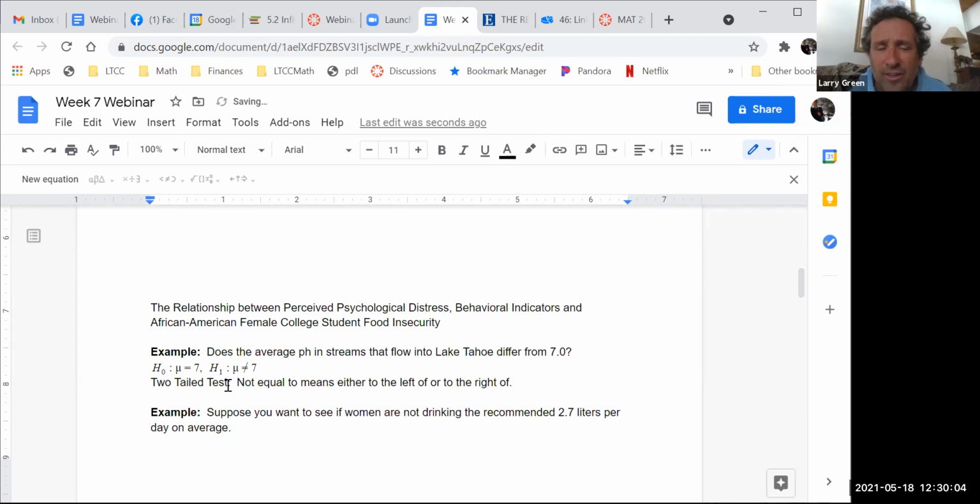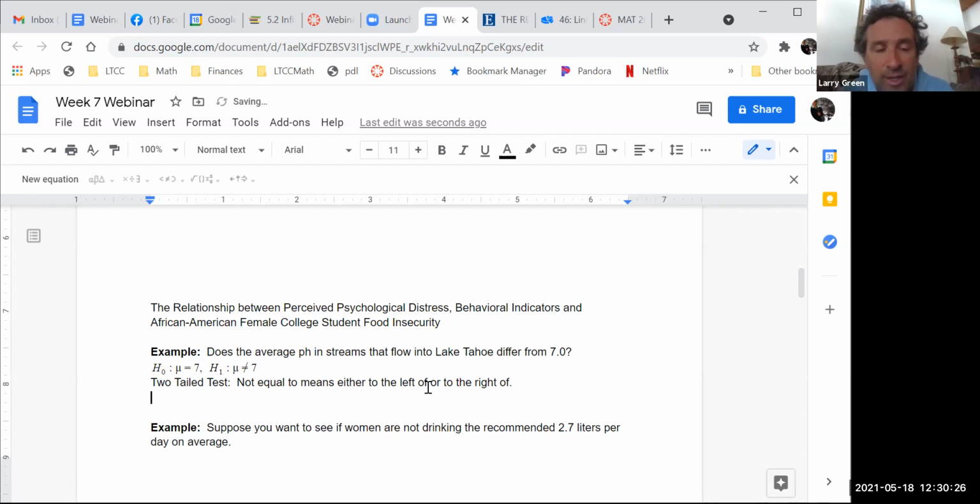Does that make sense, or is that confusing? Okay, and I'm not going to draw it, but if we drew a normal curve, then not equal to means left tail or right tail and not in the middle. Do you see? Any questions on that idea?